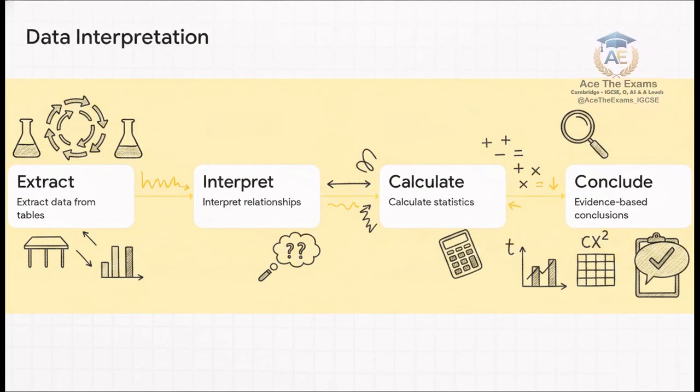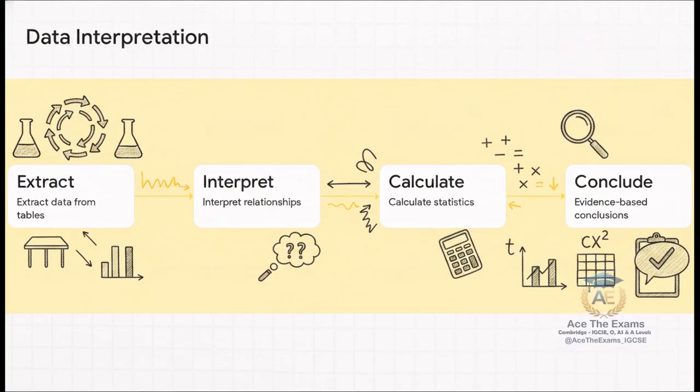Step 1. Extract the specific data from the tables and graphs. Step 2, interpret the relationships between those variables. Step 3, calculate the relevant statistics, whether you're running a t-test for comparing means or maybe a chi-square test. And Step 4, draw conclusions that are strictly based on the hard evidence you just analyzed.